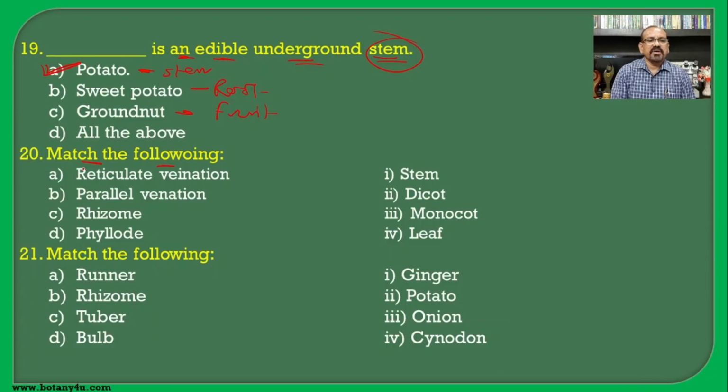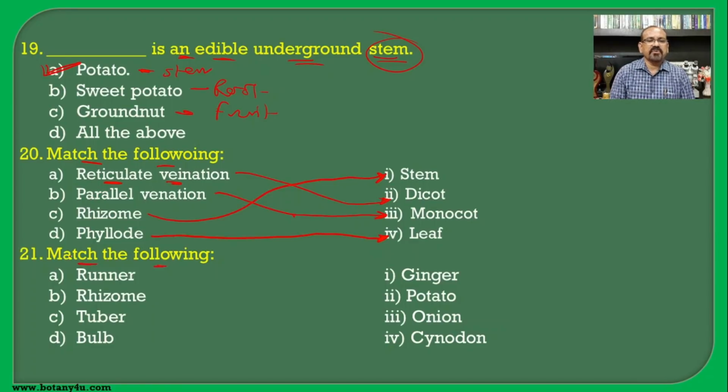Then match the following. Earlier we have seen that the reticulate type of venation is a characteristic feature of the dicotyledon. Then parallel venation is a characteristic feature of the monocotyledon, that is the monocot leaf. Then rhizome is a modification of stem, and the phyllode is a modification of petiole into the leaf, and hence here all the pairs are correctly matched.